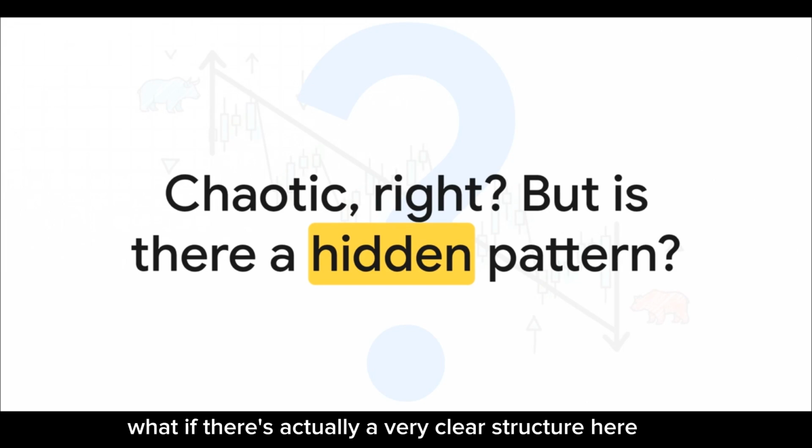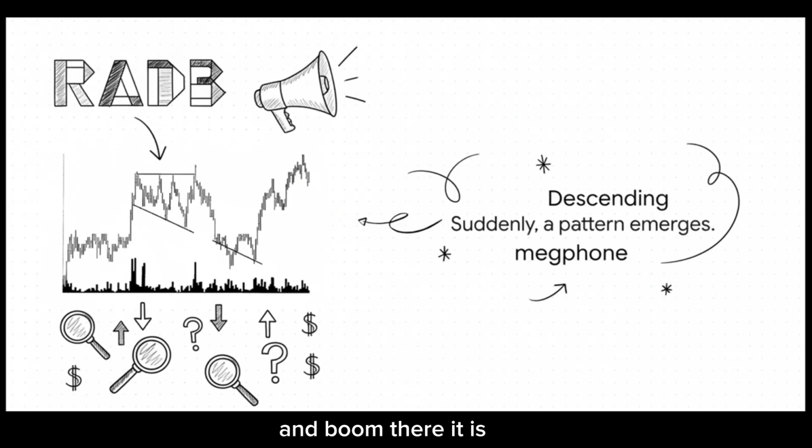But what if there's actually a very clear structure here, just hiding in plain sight? A shape that tells us a story about the fight between the buyers and the sellers, and, more importantly, gives us a massive clue about who's about to win. And boom, there it is. With just two simple lines, all that chaos just snaps into focus.